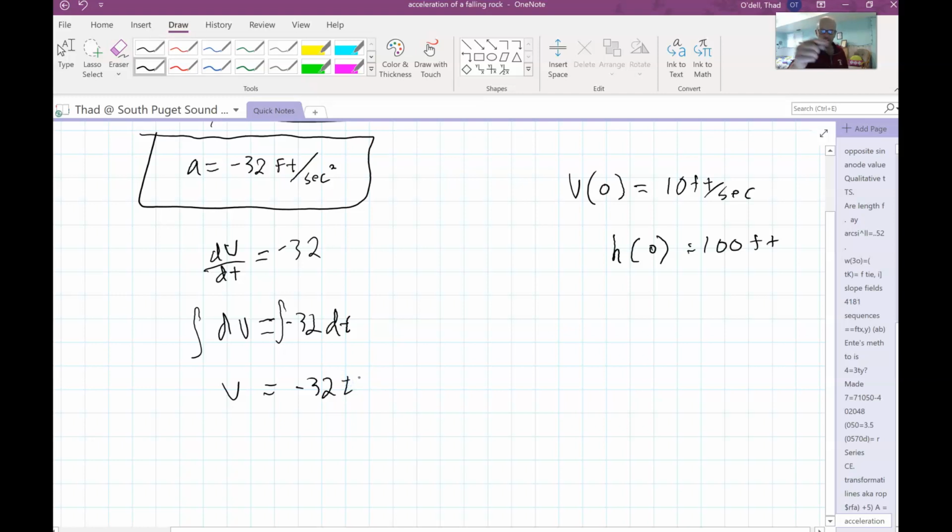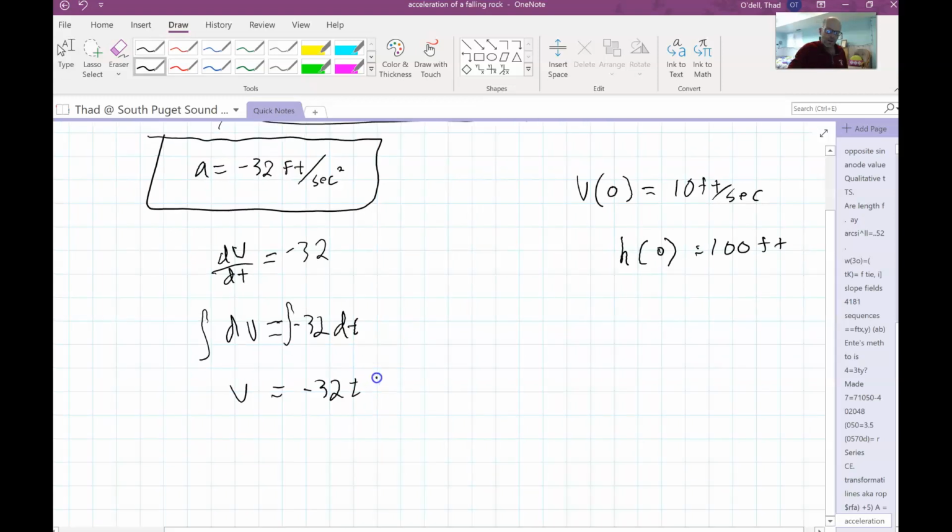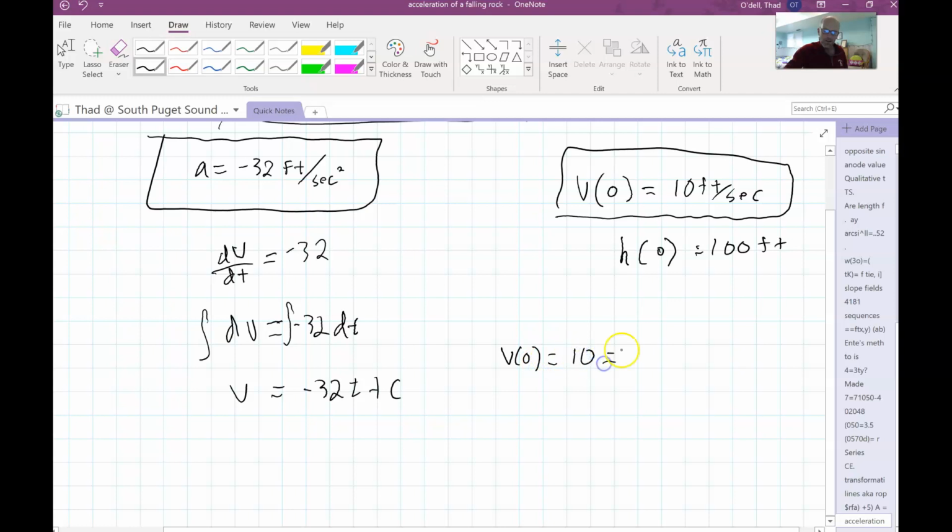Now remember, because we don't have any limits of integration, we have to include a plus c here, because if -32t works, -32t plus 5 also works, or plus 10 or 7 or whatever. So this is a general velocity equation, but we happen to know something specific about it: when you plug in 0 for t, you get out 10 feet per second. So we know that v of 0 is equal to 10. That means 10 has to be equal to -32 times 0 plus c, so 10 has to be equal to c. Now I can rewrite my velocity equation as v equals -32t plus 10, because I just found out that c was 10.